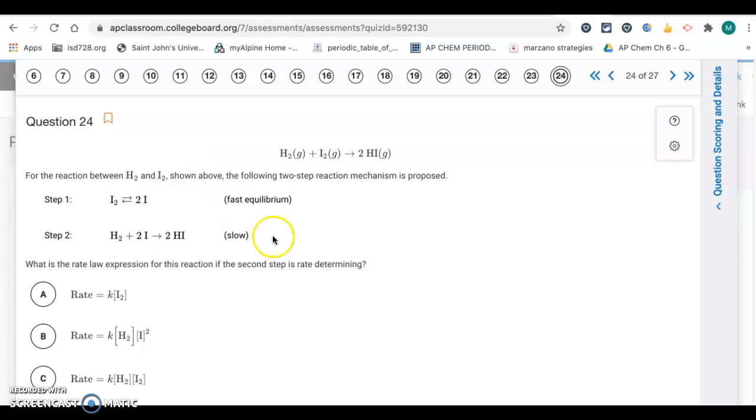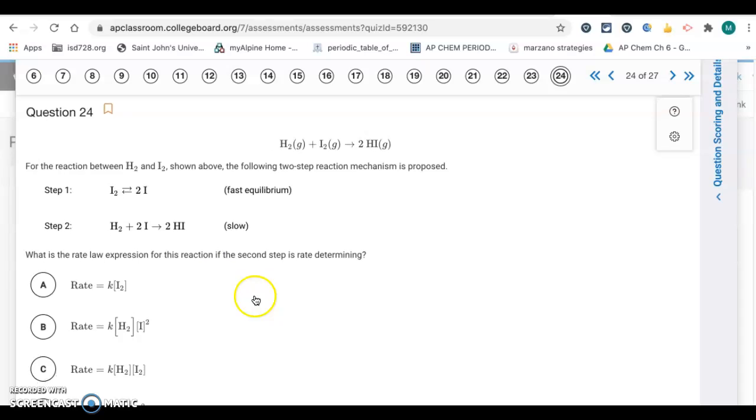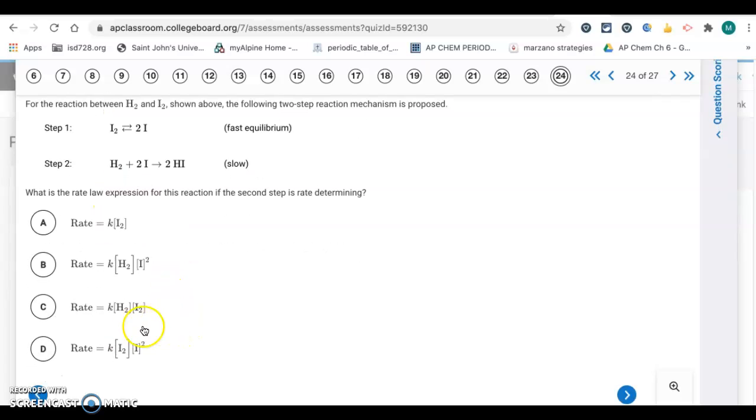All right, 24. Another two-step mechanism where the second step is a slow one. We want to write the rate law for the reaction if the second step is rate determining. So this is another case where we have an intermediate that will need to be replaced. So in this case, this 2I is the intermediate. So we have to replace that with I2. So that means the rate law is going to have H2. H2 doesn't get replaced, but then I2 substituted in for this 2I. So it's going to be I2 to the first order and H2 to the first order. So that's going to be letter C.